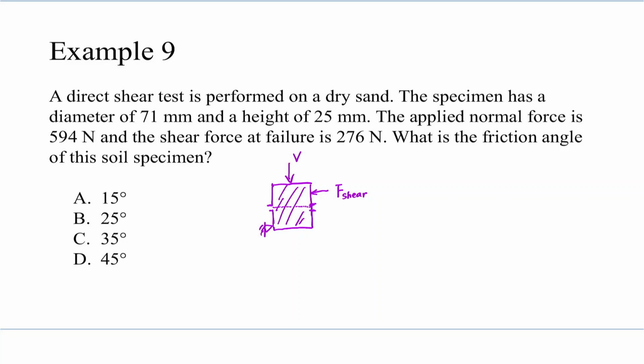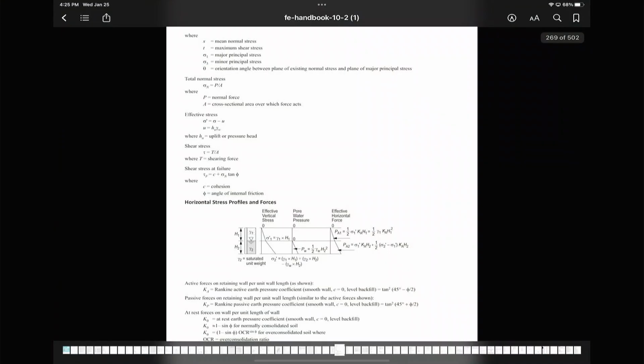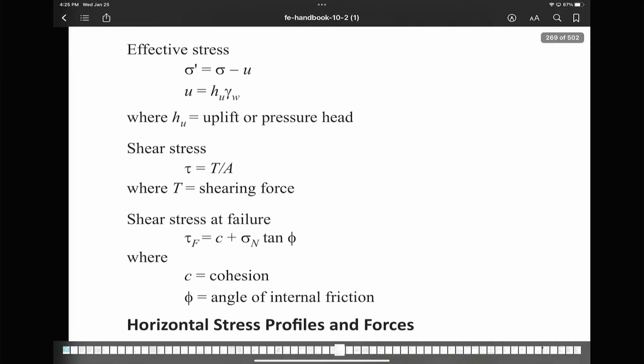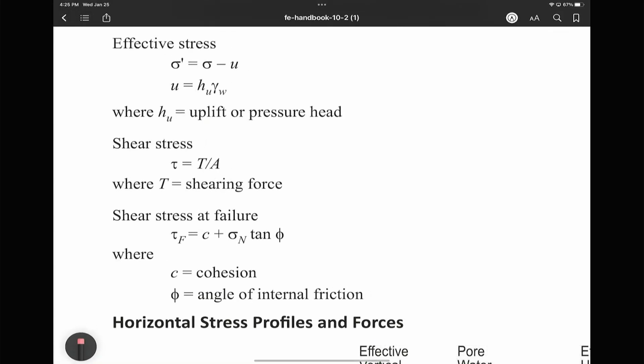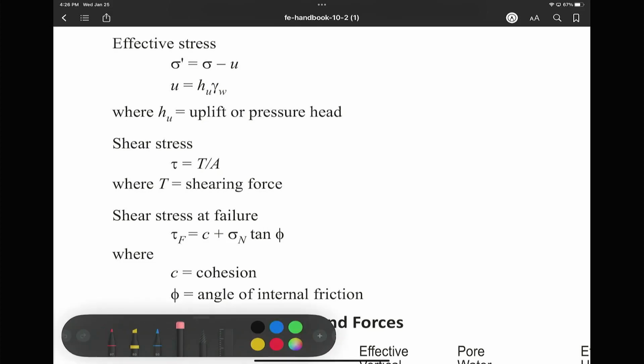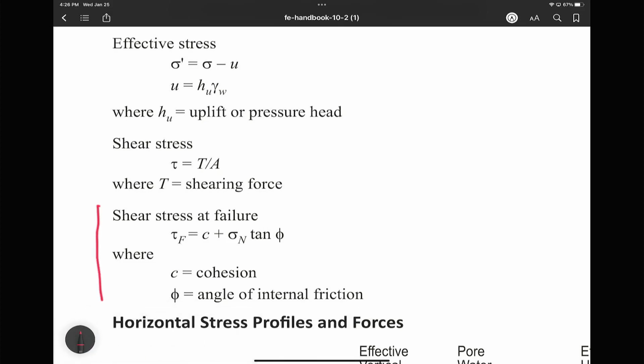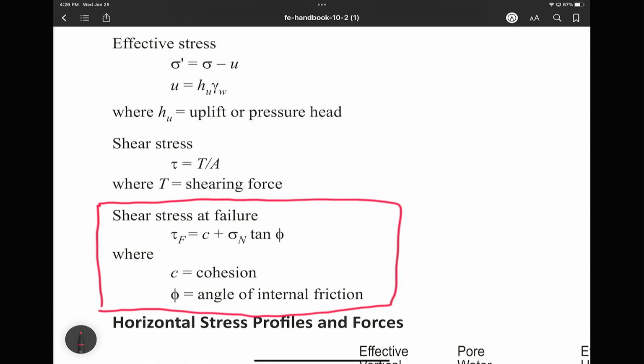So if you don't remember the equation for direct shear test, you can open up the reference manual, and it is right over here. This is the failure mode. This is the failure criteria. The Mohr-Coulomb failure criteria over here. That your tau F, sorry, that's tau F, is cohesion plus sigma n times tangent friction angle.